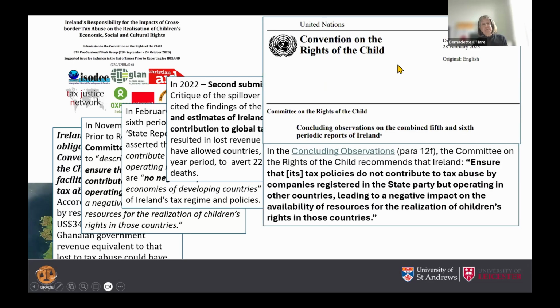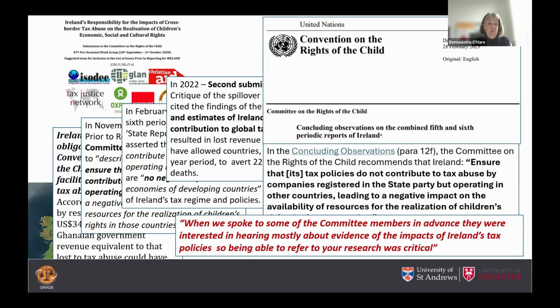And as a result, the convention then, in their concluding observations in 2023, asked Ireland to ensure that its tax policies don't contribute to tax abuse by companies registered in Ireland but operating in other countries, which might lead to a negative impact on the availability of resources for the realisation of children's rights. And this is not the end of the story.